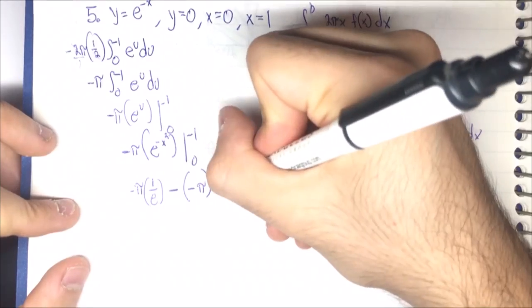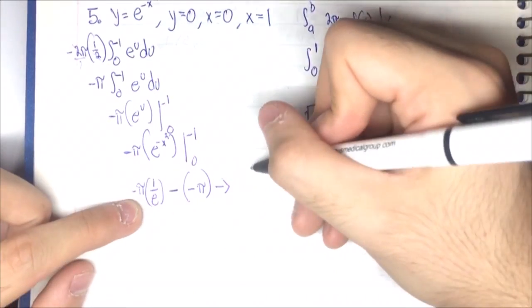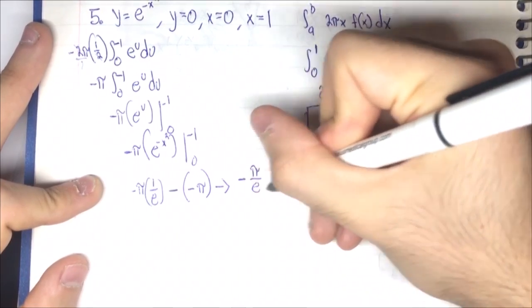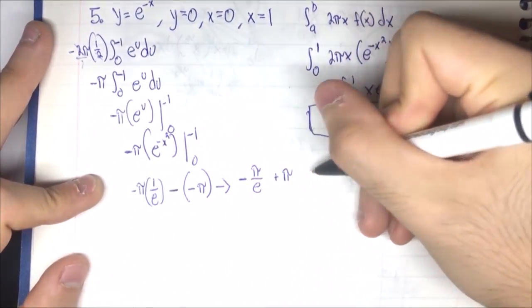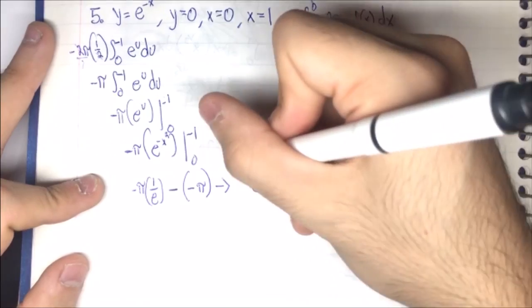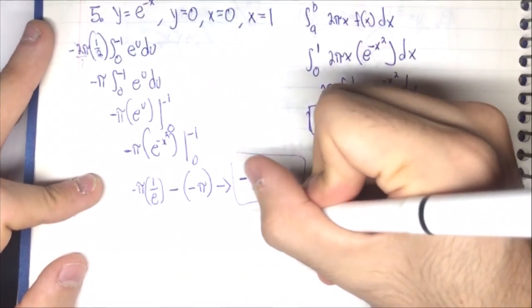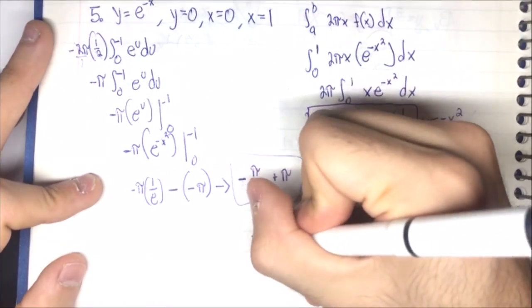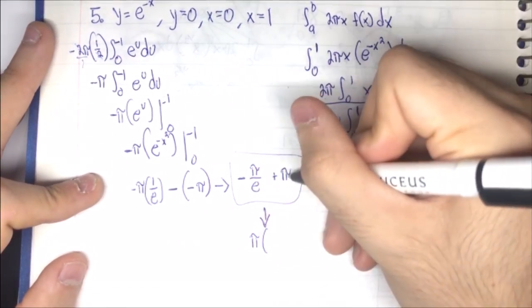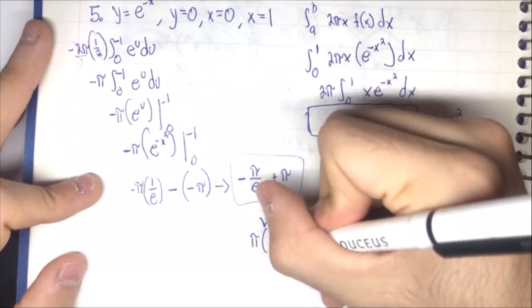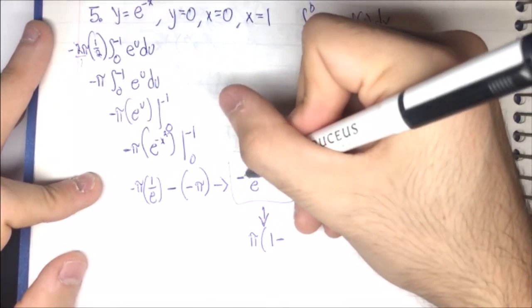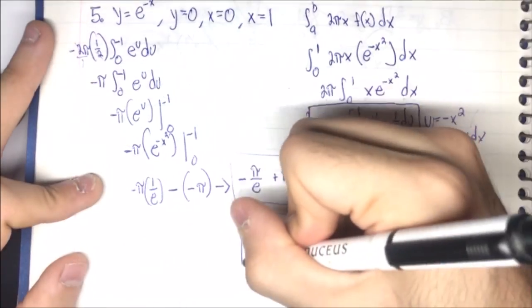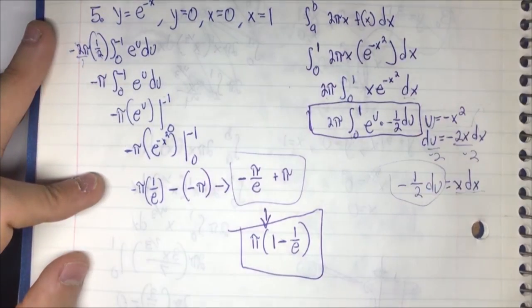Alright, so now we distribute the -pi into here, so it would be -pi over e plus pi, and then they both have something. You can probably just leave it like this, but the answer in the book, I think, is they just pull out a pi up in front, so it would be 1 minus, and then what we have left here is 1 over e, and that is the final answer.